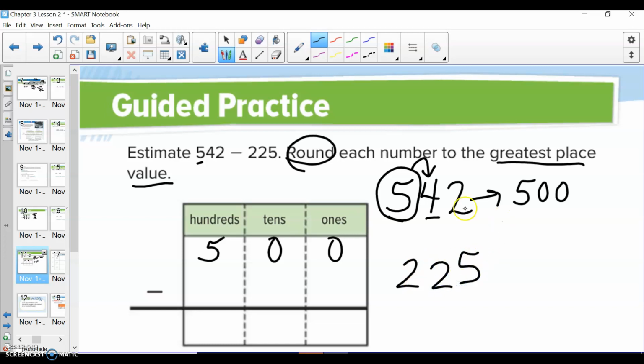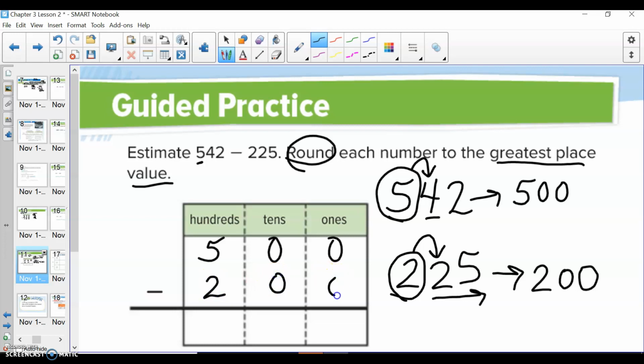225. Since I rounded to the hundreds on the top, I have to round to the hundreds on the bottom. It's really important that you round them both to the same place value. So we're going to circle the digit in the hundreds. We're going to look next door. Is it 5 or higher? No, it's not. So the 2 is going to remain the same. And all the digits after become zeros. So 225 rounds down to 200.